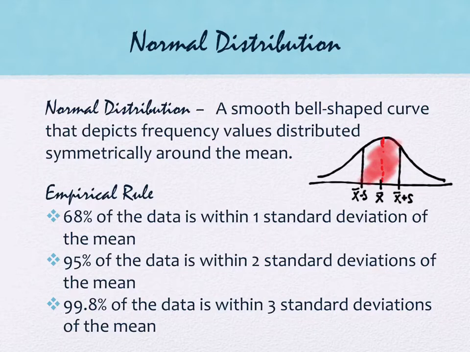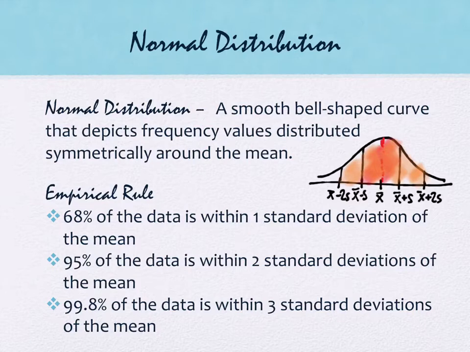68%. If we go two standard deviations out, so we do plus or minus 2s, so X bar plus 2s, and we have X bar minus 2s, and we go this far out. I'll shade it in, I'll use orange. I have 95% of my data in that area that's been shaded.